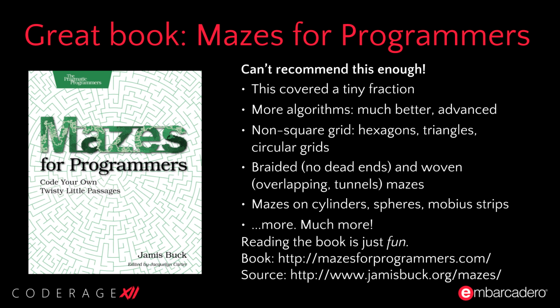But then it gets onto some truly interesting things. It talks about grids that aren't square, so cells that are hexagons or triangles, or grids that are in a circle. It talks about braided mazes where there are no dead ends, or woven mazes where you can have overlapping tunnels. It talks about putting mazes on cylinders and spheres and even a Mobius strip, and more, much more. This still is not everything that the book covers.